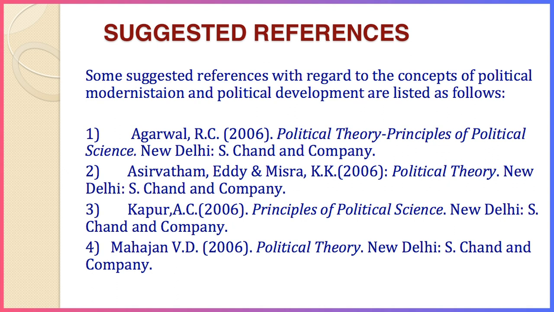Firstly, R.C. Agarwal's book titled Political Theory, Principles of Political Science, brought out by S. Chand and Company. Then, there's another book by Eddy Asirvatham and K.K. Misra titled Political Theory, brought out by S. Chand and Company. Again, we have a book written by A.C. Kapoor titled Principles of Political Science, brought out by S. Chand and Company. And finally, we have another important book written by V.D. Mahajan titled Political Theory, again brought out by S. Chand and Company. So these four books will definitely help you know more about the concepts of political modernization and political development.